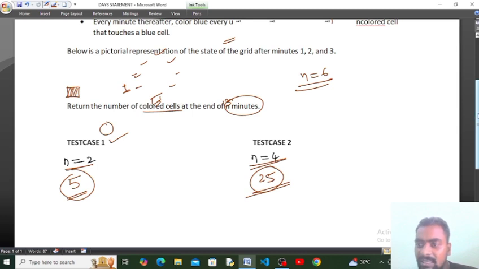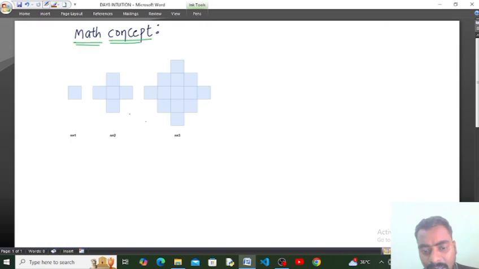Otherwise, without any delay, let us dive into the logic explanation now. Okay, so this picture I already showed you while I was explaining the problem statement.